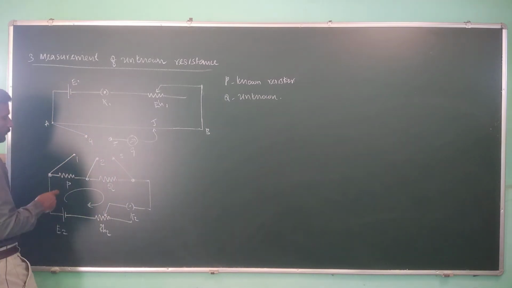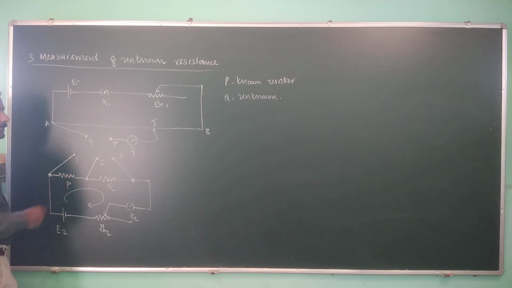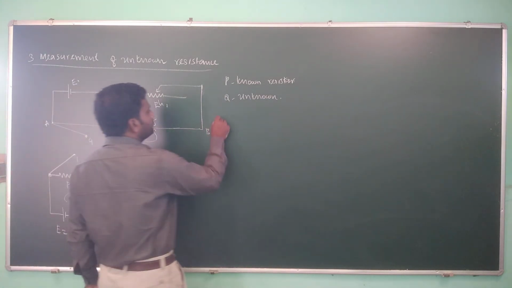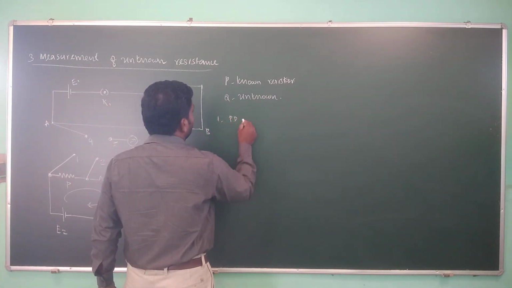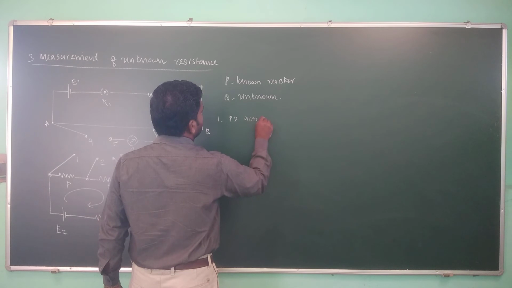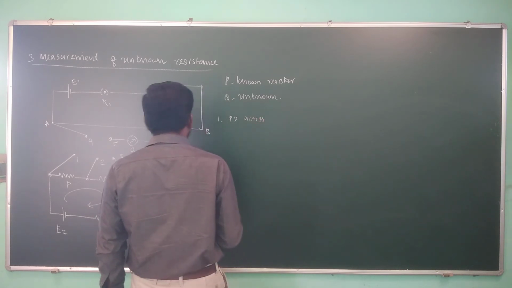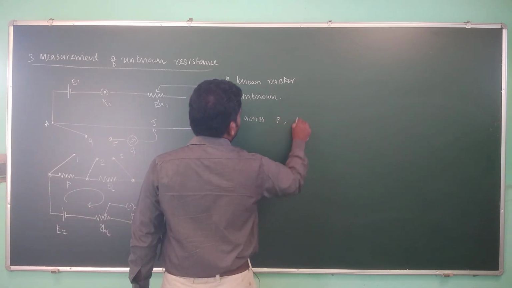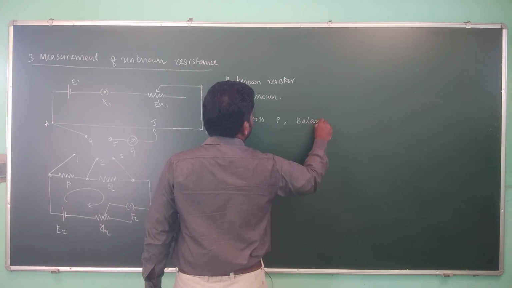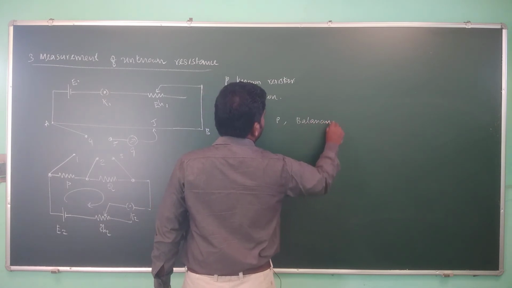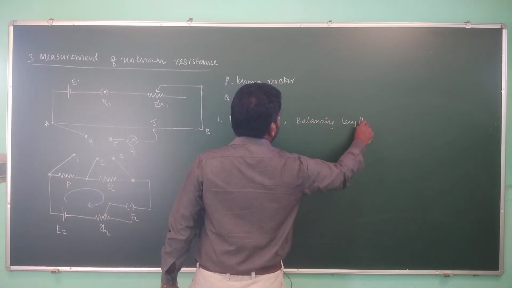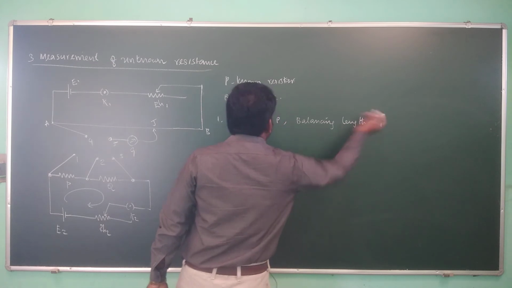Now we can find out the balancing length for the given resistance P, that we can denote by L1, right? So the first step: the potential difference across P and the balancing length. And the balancing length is L1.